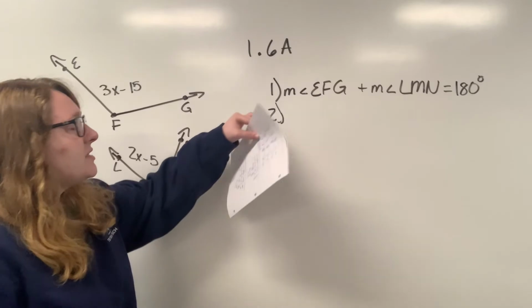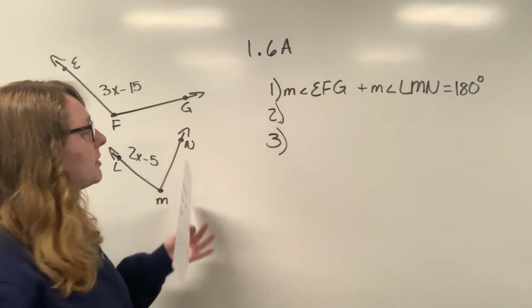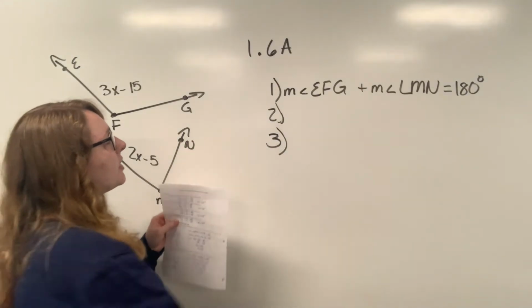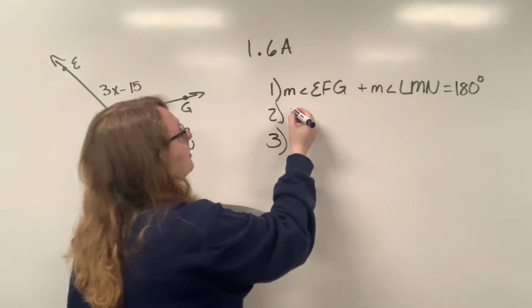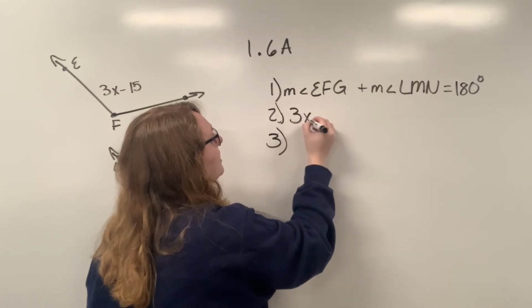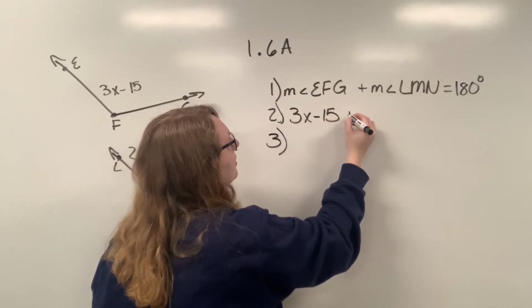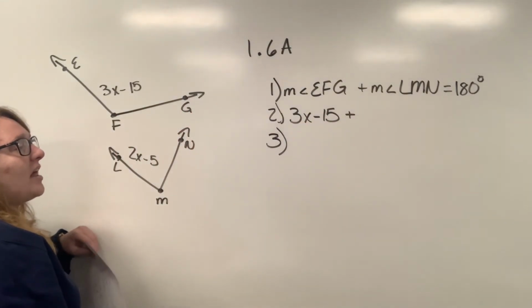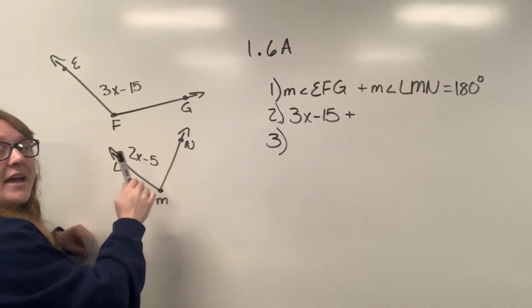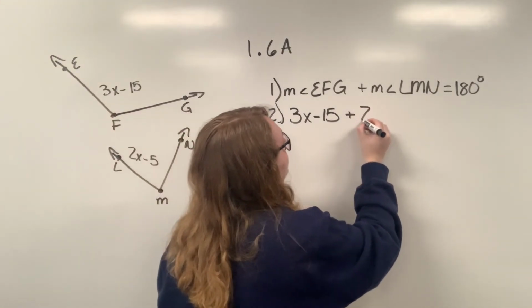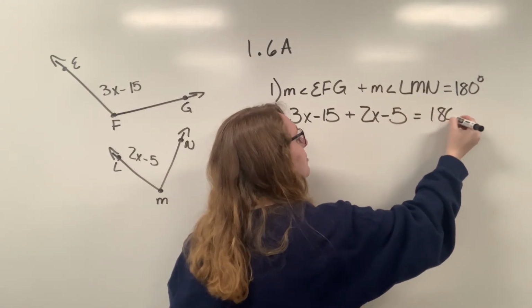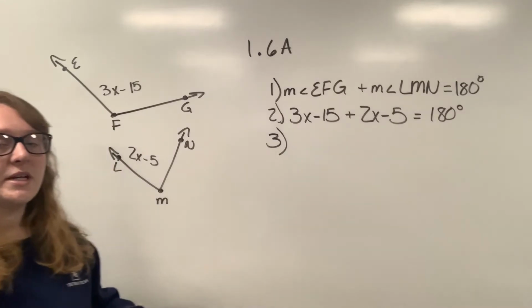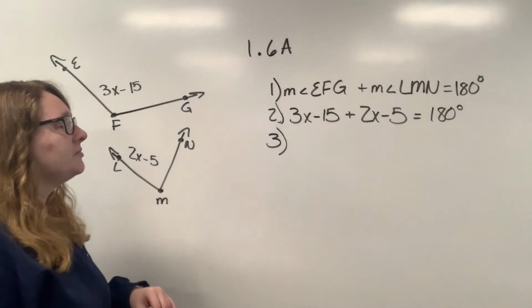So, step 2, we gotta plug in what we know. So let's plug in these yucky algebra pieces. EFG is equal to 3x minus 15. So we write down 3x minus 15 plus the measure of angle LMN, which is 2x minus 5. And again, that's equal to 180 degrees because they're supplementary angles.